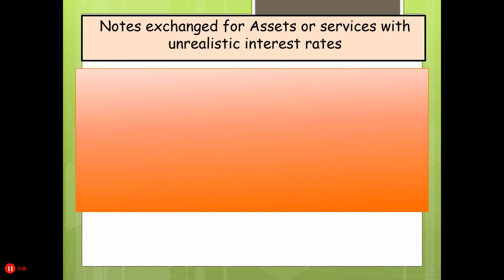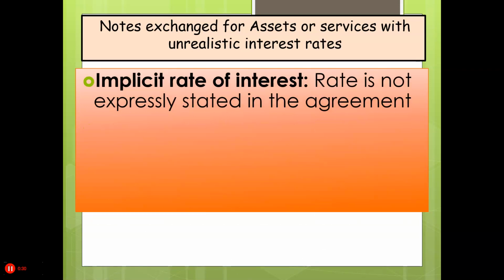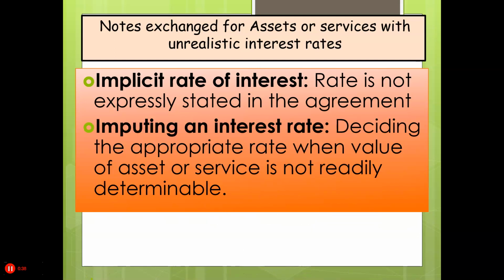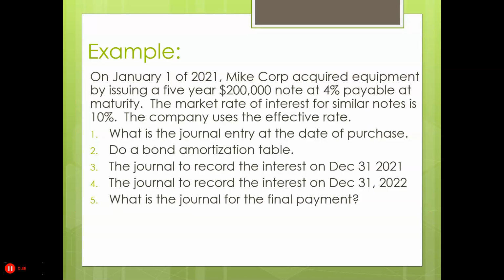Now, notes exchanged for assets or services with unrealistic interest rates. Implicit rate of interest is the rate that is not expressly stated in the agreement, so there is an implied interest rate. Imputing an interest rate means deciding the appropriate rate when the value of the asset or service is not readily determinable. So let's take a look at this example.